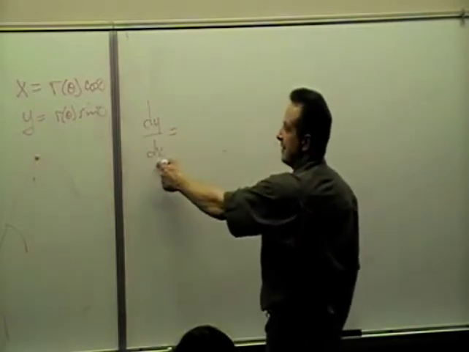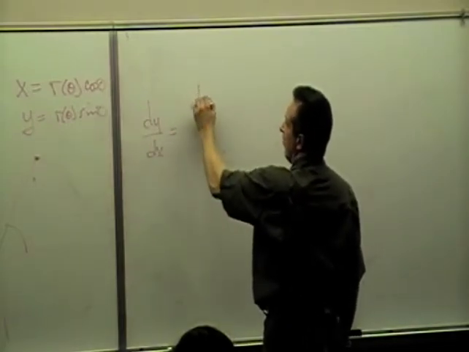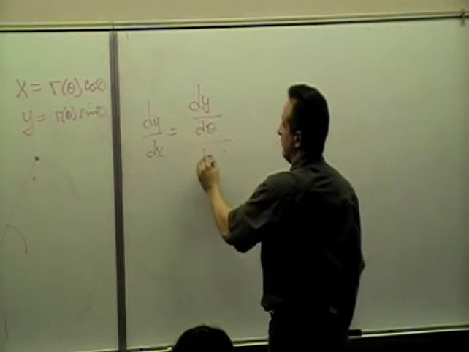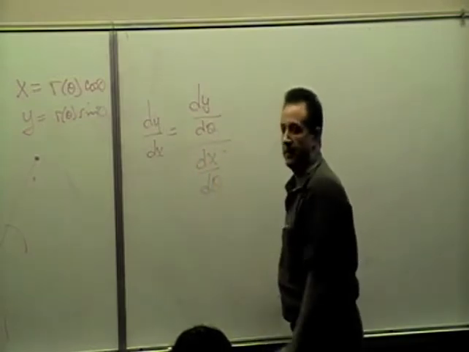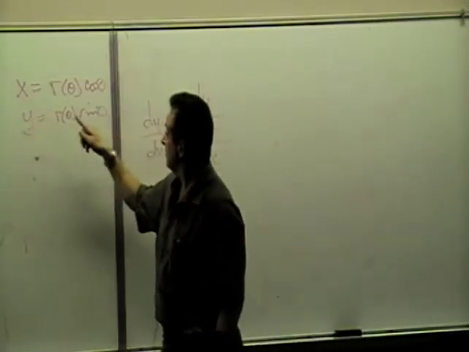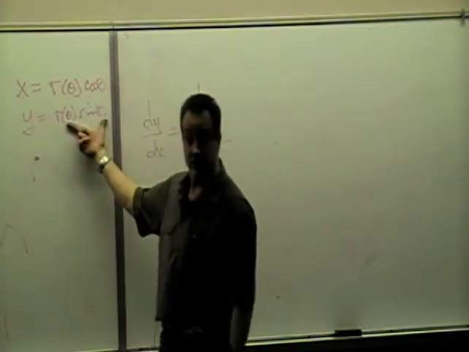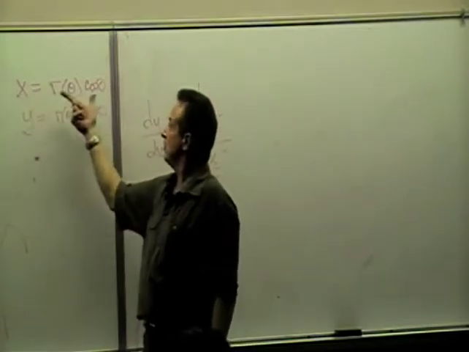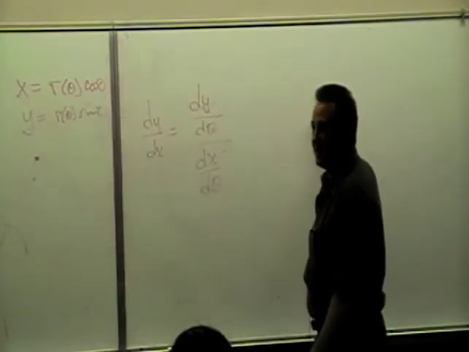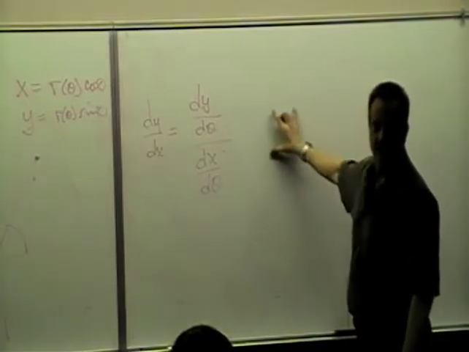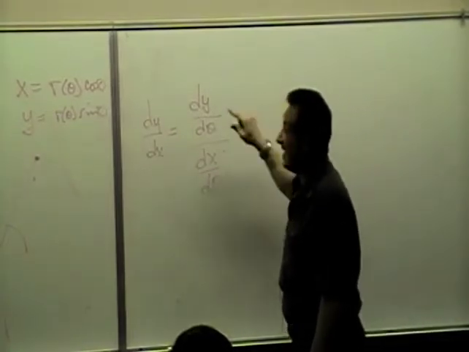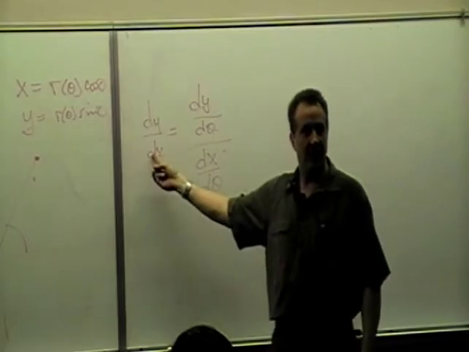Isn't the derivative of y with respect to x the derivative of y with respect to theta over the derivative of x with respect to theta? I can take the derivative of y with respect to theta, because these are all functions of theta, and I can take the derivative of x with respect to theta, and divide the two out. I'll have a bunch of polar stuff on this side, but it would represent the slope of the tangent line.